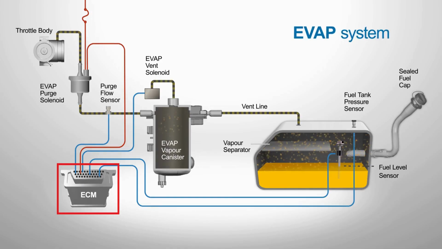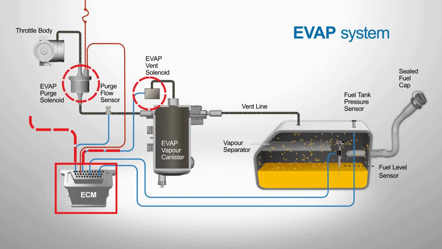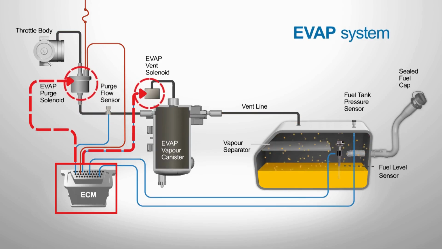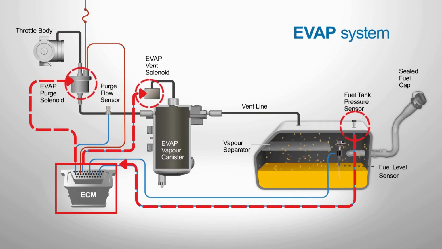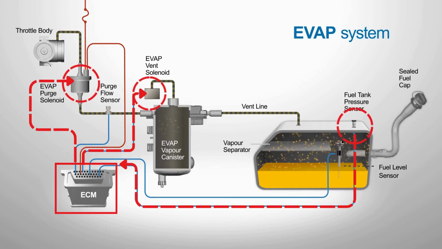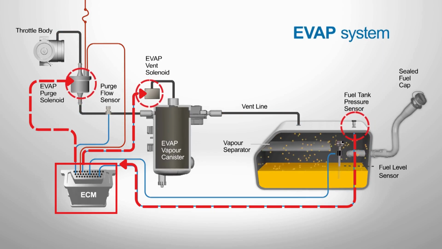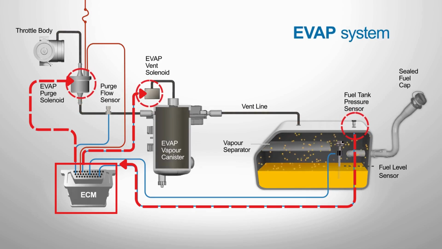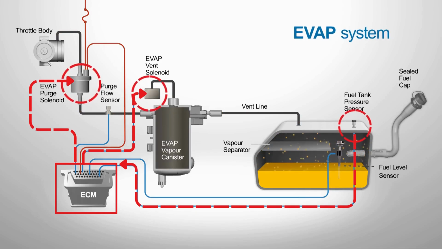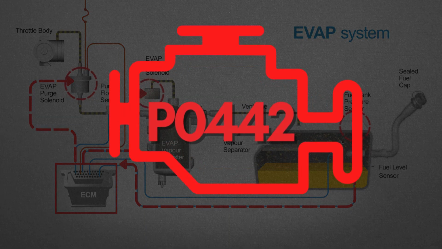Here's how it works. The ECM sends a signal to close the vent valve and the purge control valve. This seals the system and allows the ECM to monitor it for any pressure changes if the car is parked, or vacuum loss if the car is running. If the ECM detects a drop in pressure or vacuum that exceeds acceptable limits, it assumes there's a leak somewhere in the EVAP system. Depending on the size of the leak, the ECM stores a specific code. A small leak is recorded as P0442.